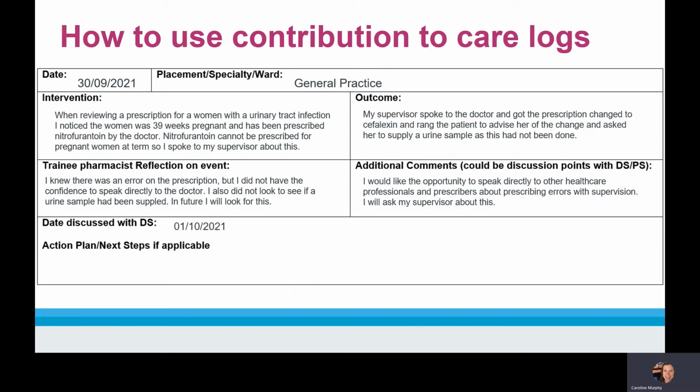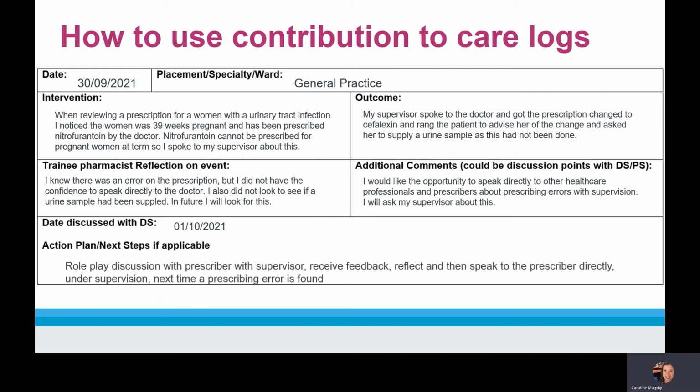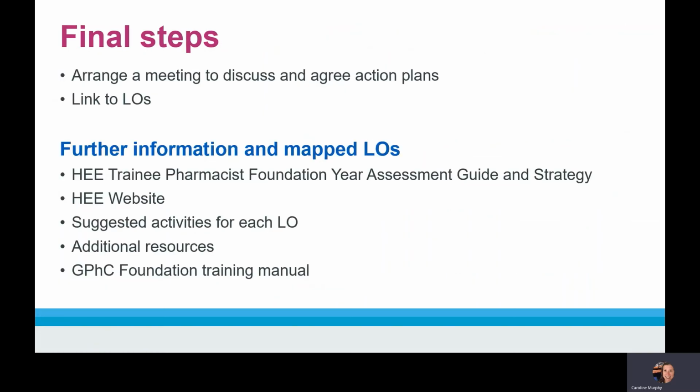The next day, they arranged a meeting with the supervisor, the 1st of October 2021. The action plans agreed upon were to role play a discussion with a prescriber with their supervisor, receive feedback and reflect on this, and then speak to a prescriber directly under supervision next time a prescribing error is found. As you can see, the final steps are to arrange a meeting to discuss the contribution to care logs and agree the final action plans.